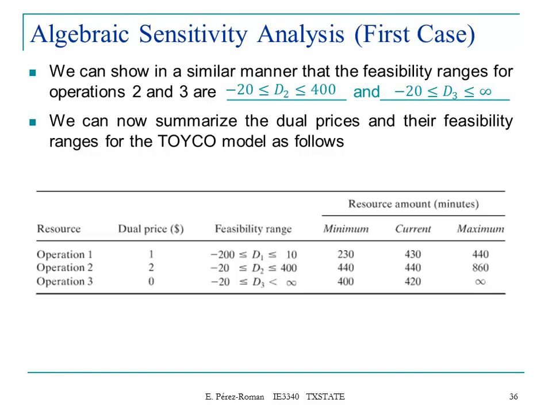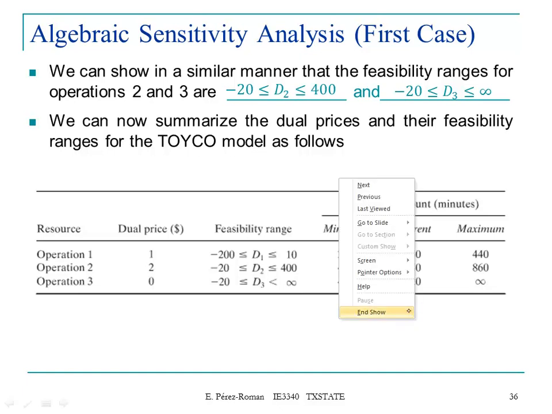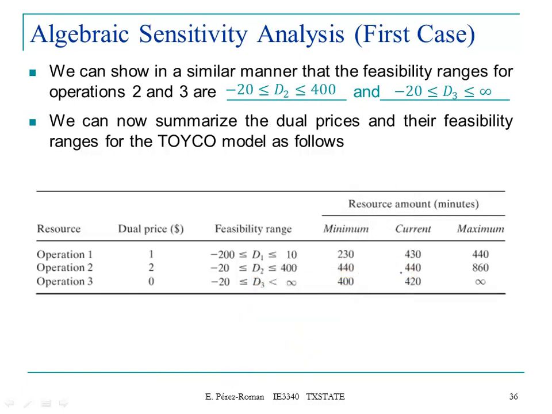Yes, that's correct. So these numbers should be 460. So the numbers are coming from the original problem. The current resource amount is coming from these equations or constraints. And the minimum and the maximum are basically, the minimum will be adding this portion of the feasibility range, and the maximum will be adding the current plus the right hand of the feasibility range. So if you look at the resource amount, you have the maximum and the minimum that you can have to keep your solution optimal. And also you have the dual price.